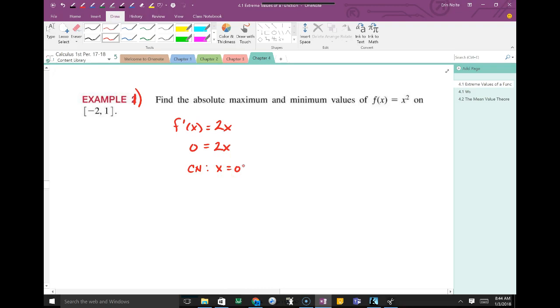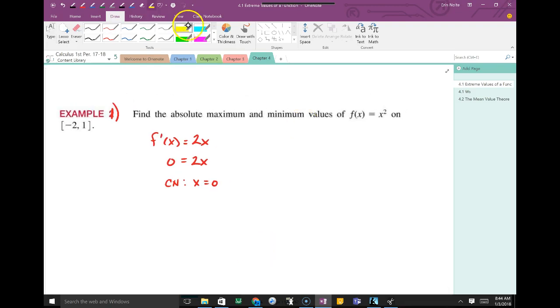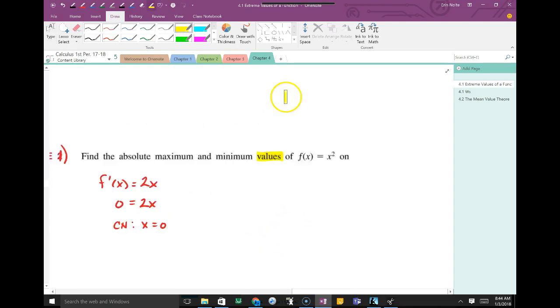Okay, now before I progress, what I have to do is figure out what they are asking me for. They're asking me to find some values, a max or a minimum value. So what are they trying to get us to find? What value do you think they're talking about? If we draw this parabola, we found this critical value when x is 0. You see how I plotted that?